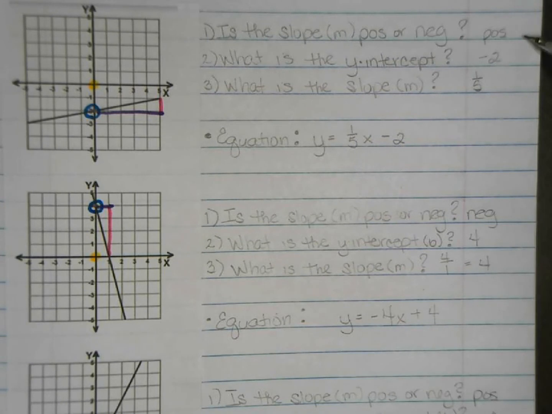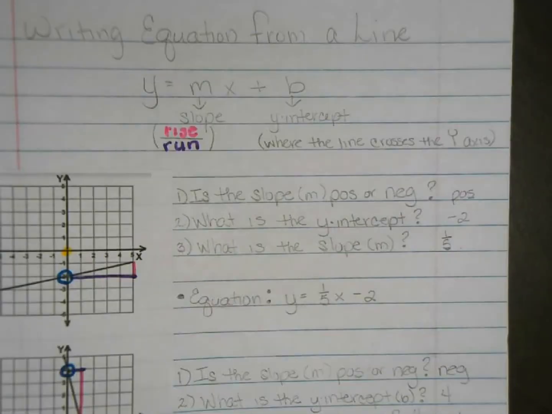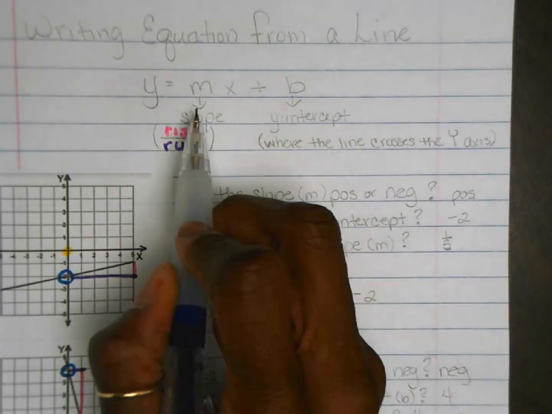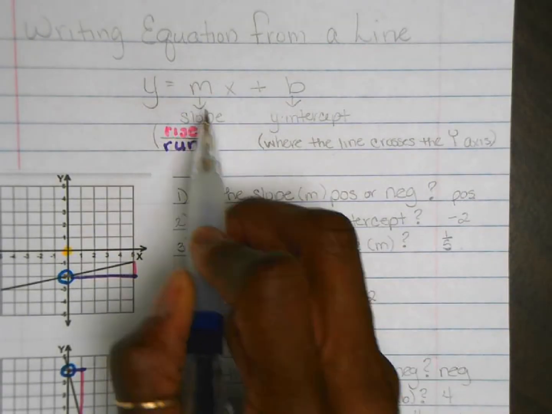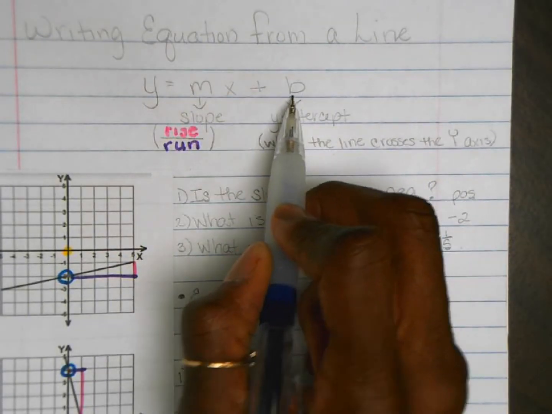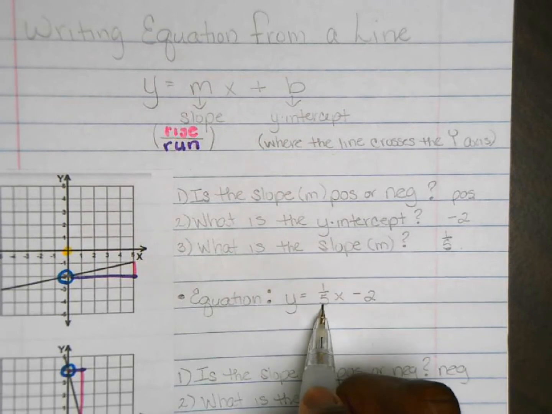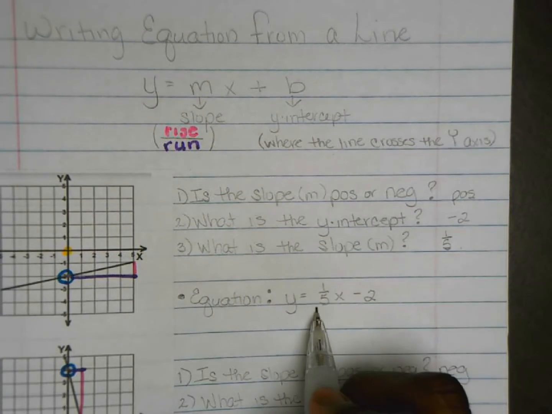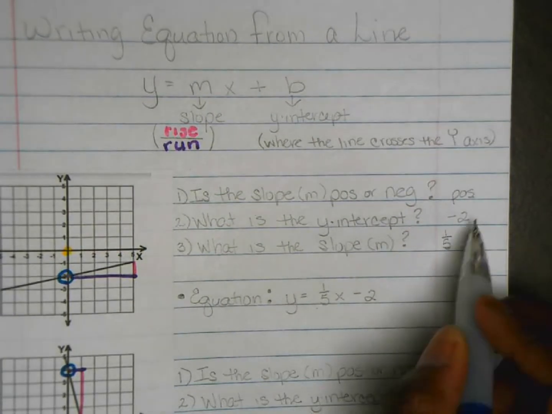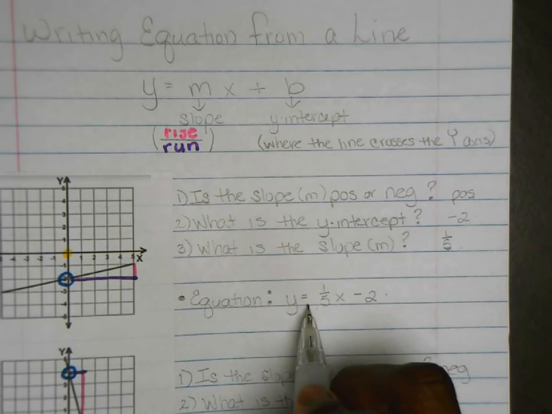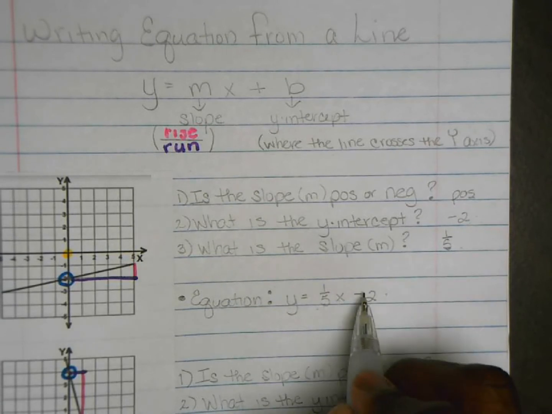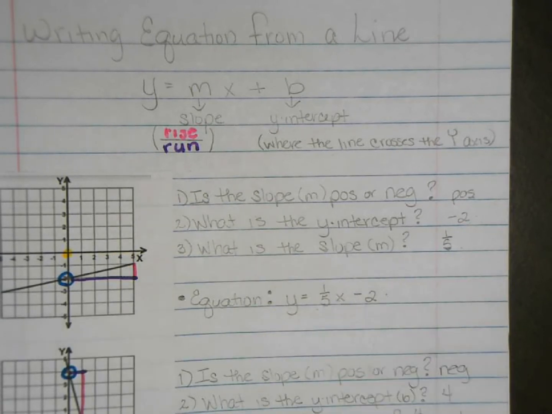So now that I know my slope is positive, I know that my y-intercept is a -2, and I know my slope is 1/5, I'm going to put those into my equation. So remember, it was y equals mx plus b, where m was my slope and b was my y-intercept. So my slope was 1/5. My y-intercept was a -2. So I have my equation, y equals mx plus b. Because it was a -2, we went ahead and did that.